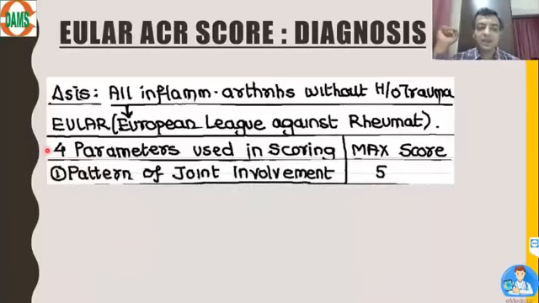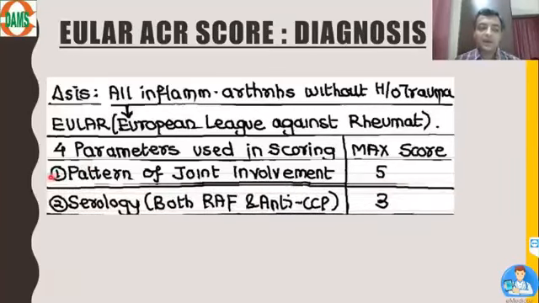Make this simple table. First parameter, I told you yesterday, the most important parameter in reaching the diagnosis in a case of arthritis is to look at the pattern of joint involvement. Based on the pattern of joint involvement, the patient can get a maximum score of 5 points.